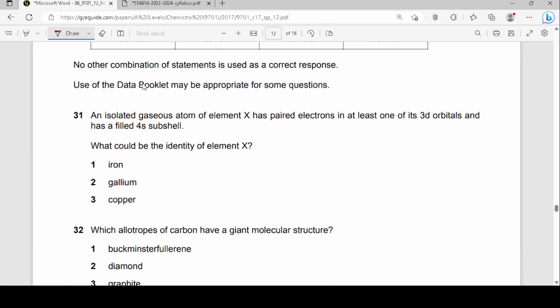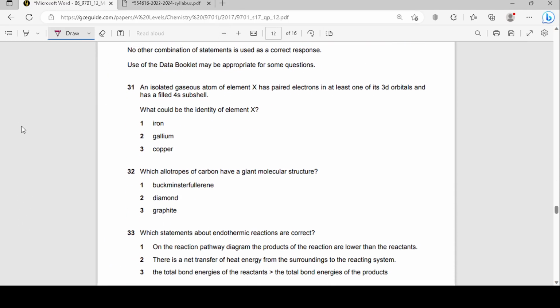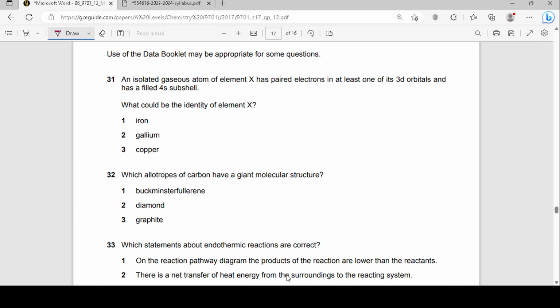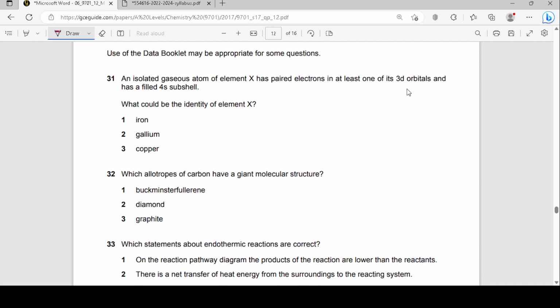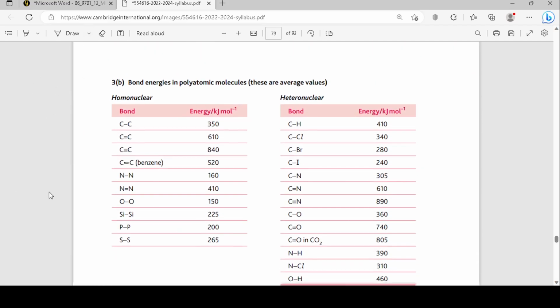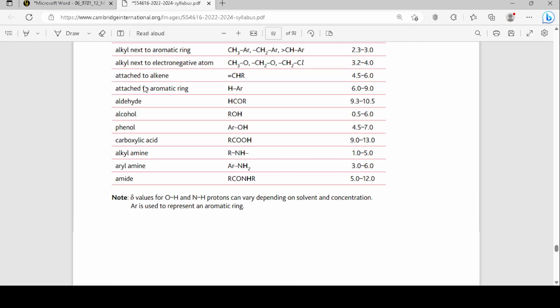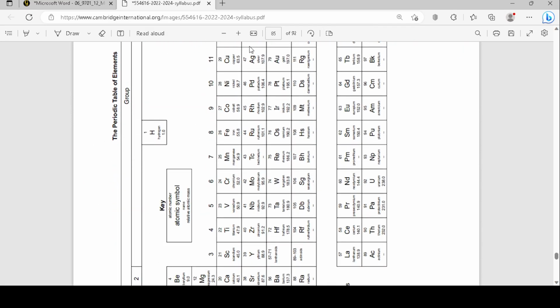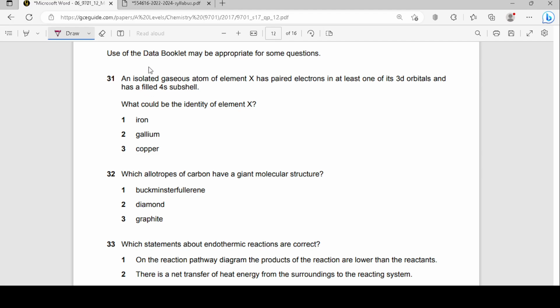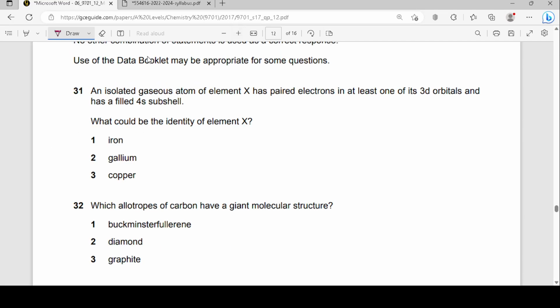Now next we are doing the section B. So let's do it. An isolated gaseous atom of element X has paired electrons in at least one of its 3d orbitals and has a filled 4s subshell. Okay, let me go down to my periodic table for this. I think we need to do the electronic configuration and stuff. So now, what could be the identity of element X?